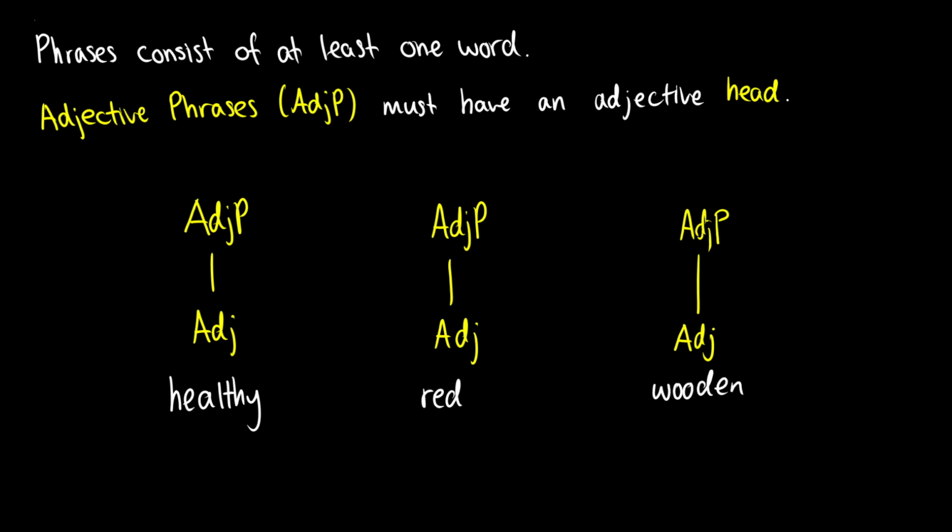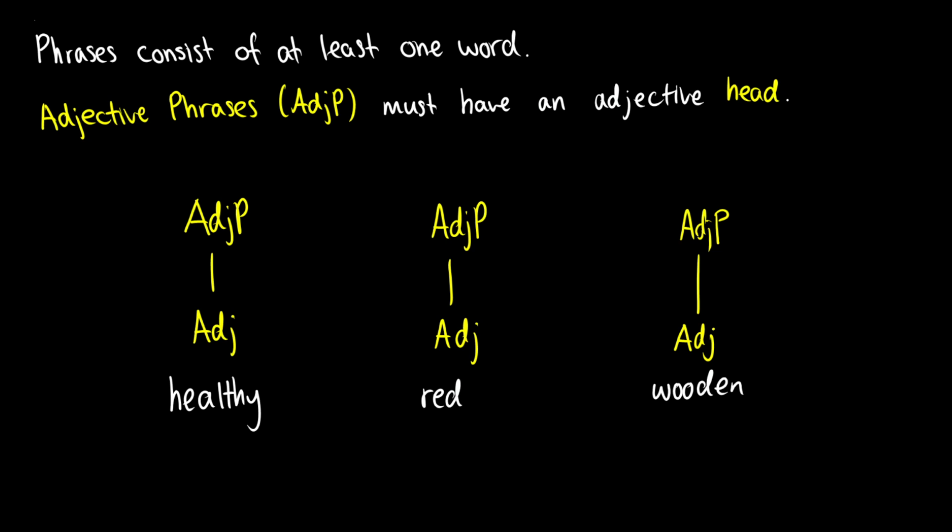Now, a phrase consists of at least one word. So if we have an adjective, that builds into an adjective phrase. And that adjective phrase can contain an adjective. It must contain an adjective, but it can also contain, say, modifiers, post-modifiers, complements, and other things that we'll discuss as we move on. So, the requirement for adjective phrases is that they must have an adjective. So if you have an adjective, it builds up into an adjective phrase.